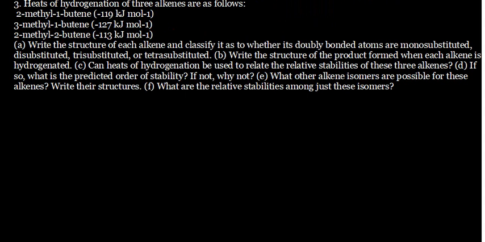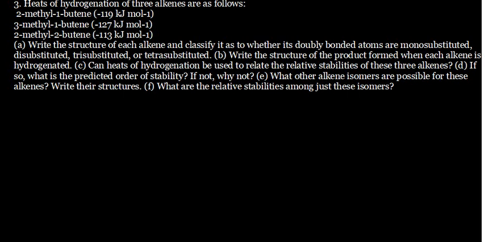Let's consider also this question. Heats of hydrogenation of 3 alkenes are as follows. Hydrogenation is simply the addition of hydrogen. So I've got 2-methyl-1-butene is negative 119, 3-methyl-1-butene is negative 127, and 2-methyl-2-butene is negative 113. Write the structure of each alkene and classify it as to whether its doubly bonded atom is monosubstituted, disubstituted, trisubstituted, or tetrasubstituted.